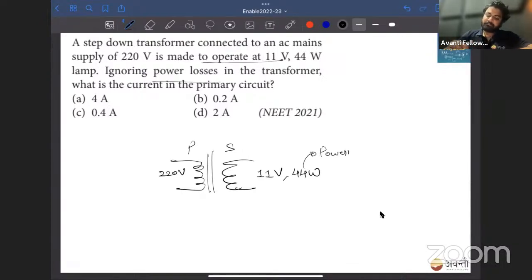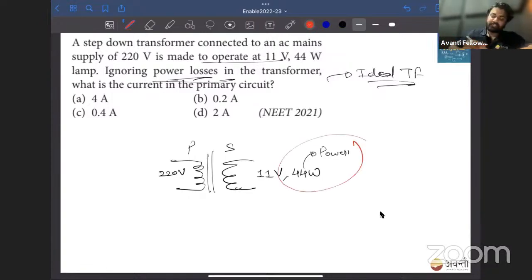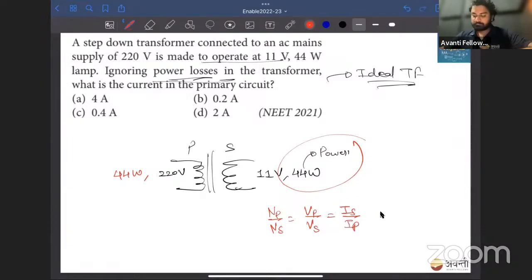Ignoring power losses means it is an ideal transformer. Ideal transformer. So jitna power on the right side, utna power on the left side. So here also 44 watt. What is the current in the primary circuit? So it is asking what is the primary current. So I know the formula. Number of primary turns upon number of secondary turns is equal to voltage primary upon voltage secondary is equal to current secondary upon current primary. Current ulta hota hai, right? So we can use this one, right?